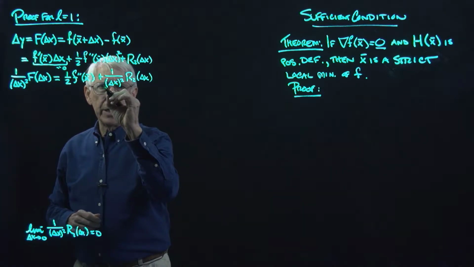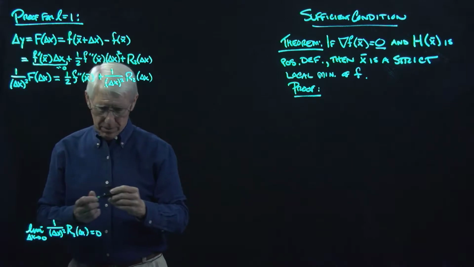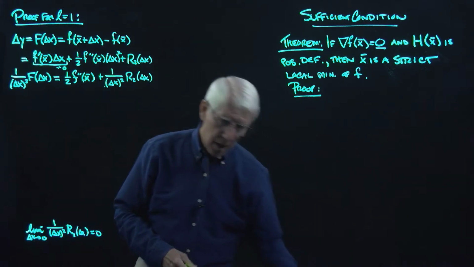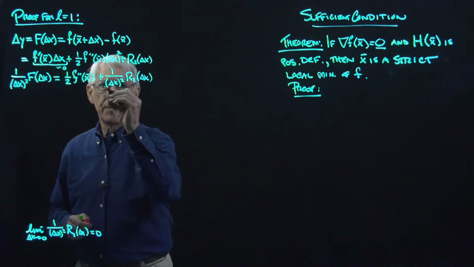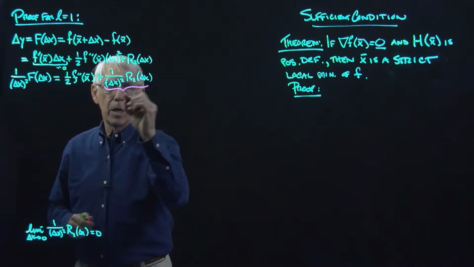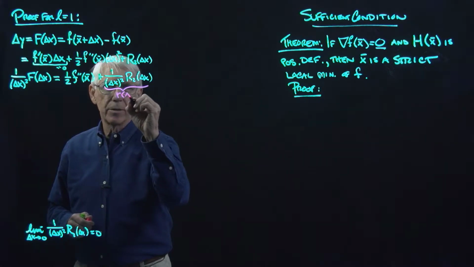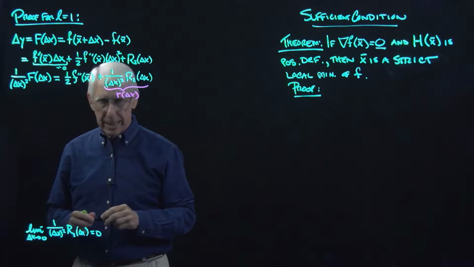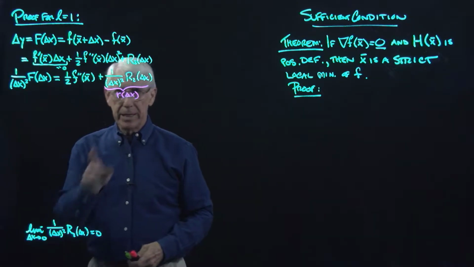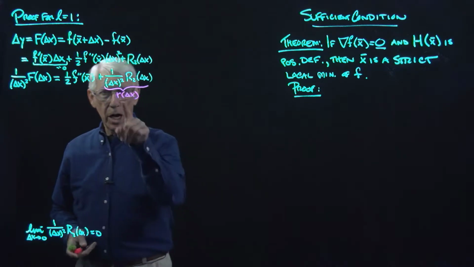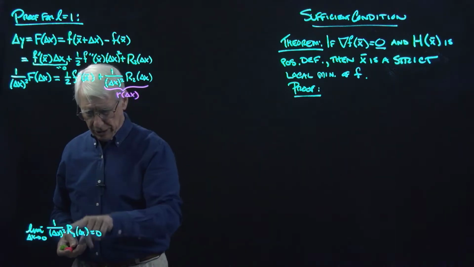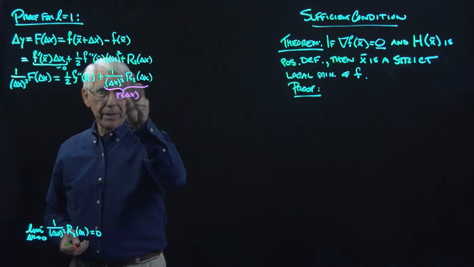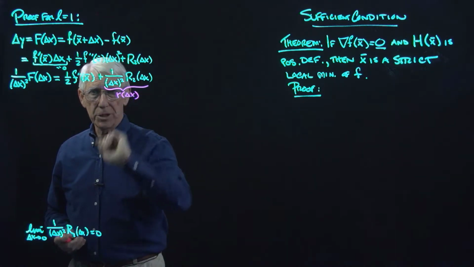Let's call this just R of delta x. A little simpler than this here. And what we know is that the limit as delta x goes to 0 of this R of delta x function is 0. So the limit of this as delta x goes to 0 is 0.